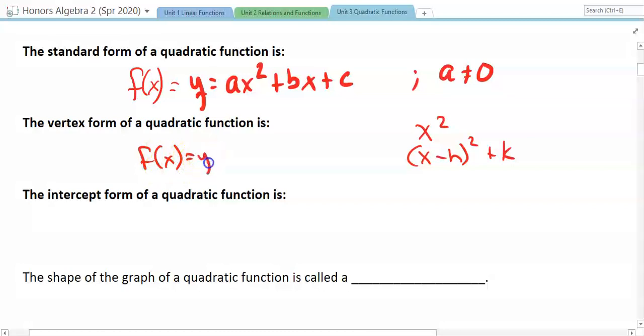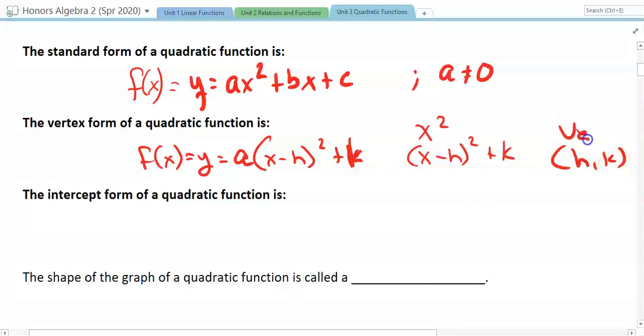So f of x, or y, is equal to a, that's our dilation factor and also therefore reflections. So a times x minus h squared plus k. Again, if you go back to what we talked about in Chapter 2, transformations are the key. And in this formula, remember that (h, k) is the vertex.